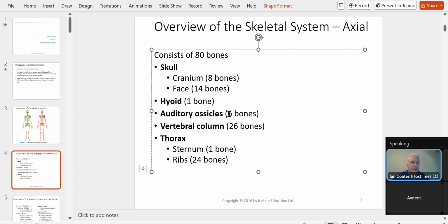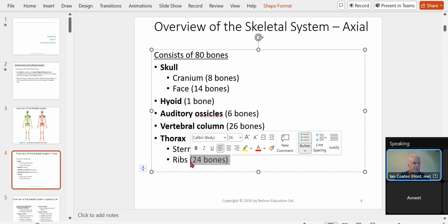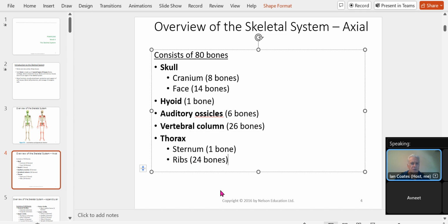Auditory ossicles in your ear, 6 bones. Vertebral column, 26 bones. The thorax. Think of the thorax of a bug, right? Here we're talking about the chest region, the thorax, the lung. There you have the sternum, 1 bone, and then your ribs. Your ribs are composed of true ribs, floating ribs, and false ribs, and we'll have a look at those.